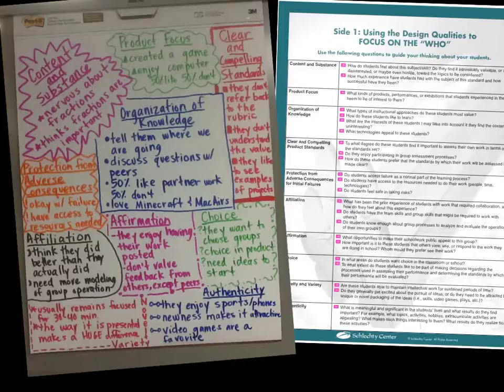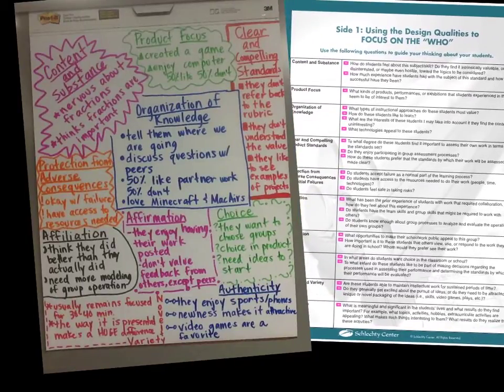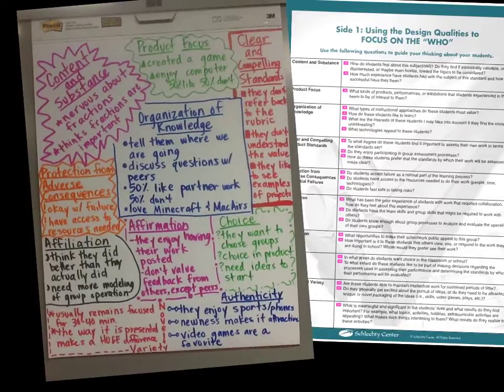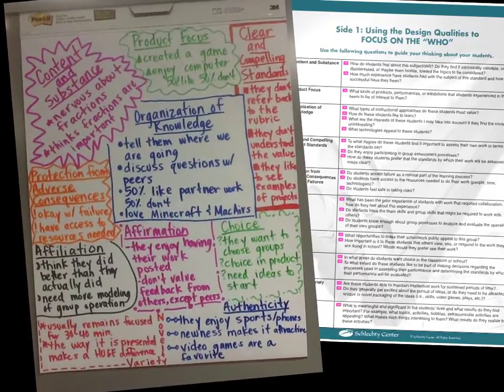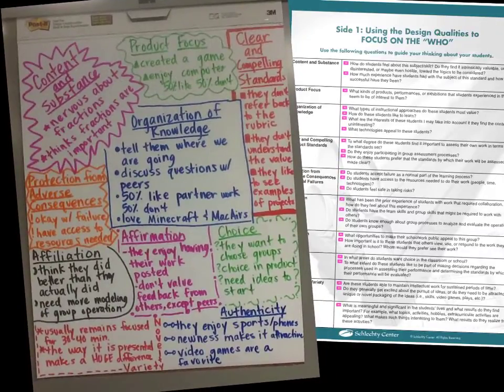You see an example here where teachers ask the questions from this document right here, and they put their responses on this piece of flip chart paper. So as they went through, they took into consideration what they knew about their students, how they like to learn, what kinds of things are important to them, what kind of work appeals to them, and they're just capturing that.